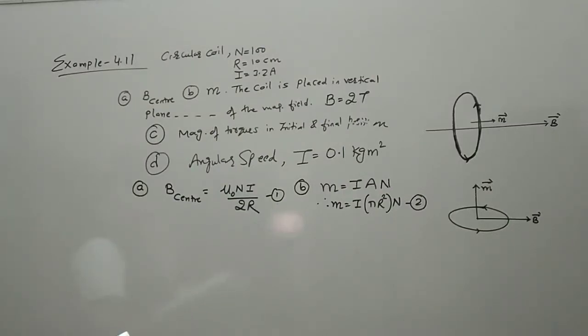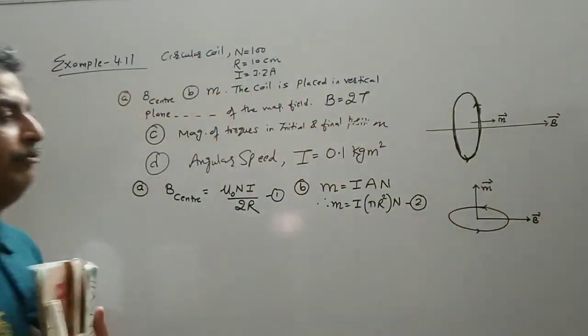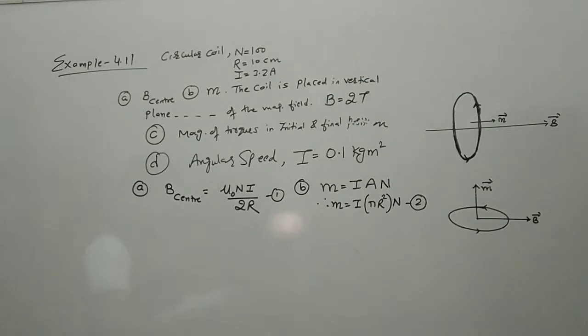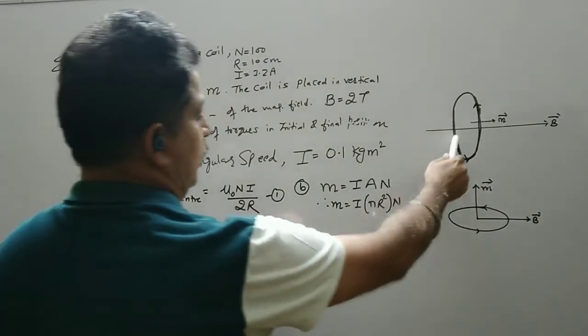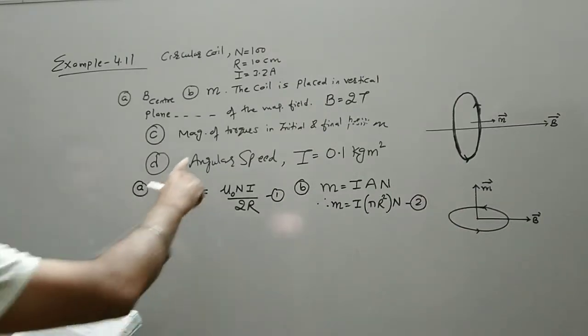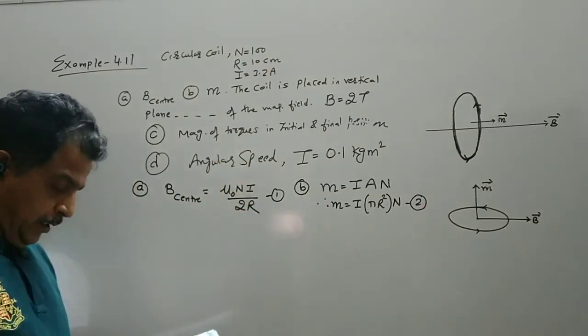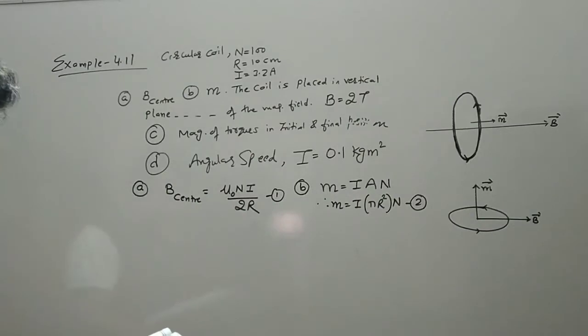in the horizontal direction, such that initially the axis of the coil is in the direction of the field. So this is the axis of the coil, it is in the direction of the field. The coil rotates through an angle of 90 degrees. So we will see this rotation of about 90 degrees under the influence of the magnetic field. Then I have to find out the magnitude of torque in the initial and the final position, as well as the angular speed acquired by the coil when it has rotated by 90 degrees.